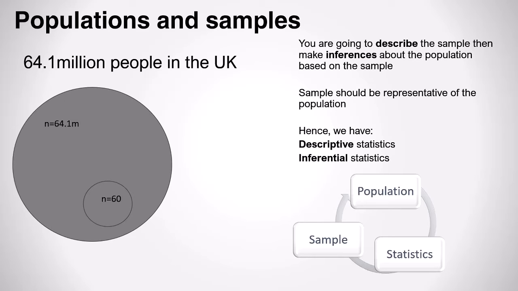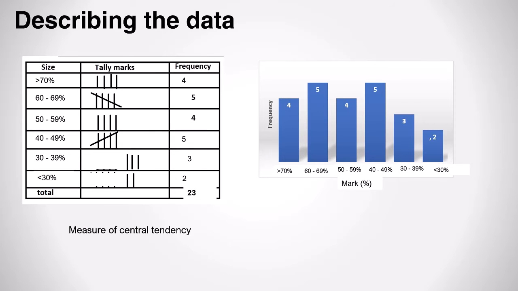Again, if you were looking at amateur footballers, then how many amateur footballers are in the UK? And you might have a sample size of 20. It's statistics that allow you to make any links between the sample and the population.